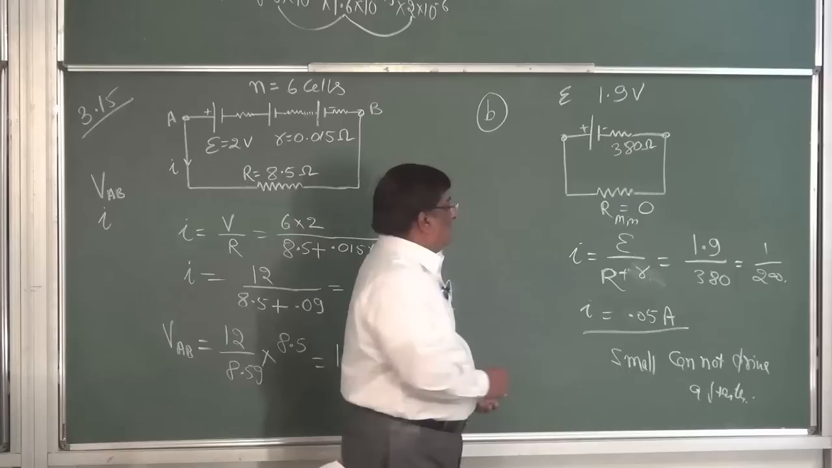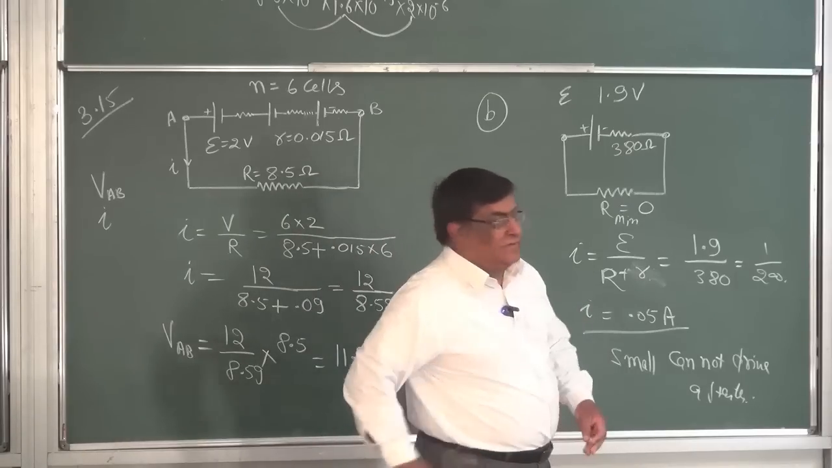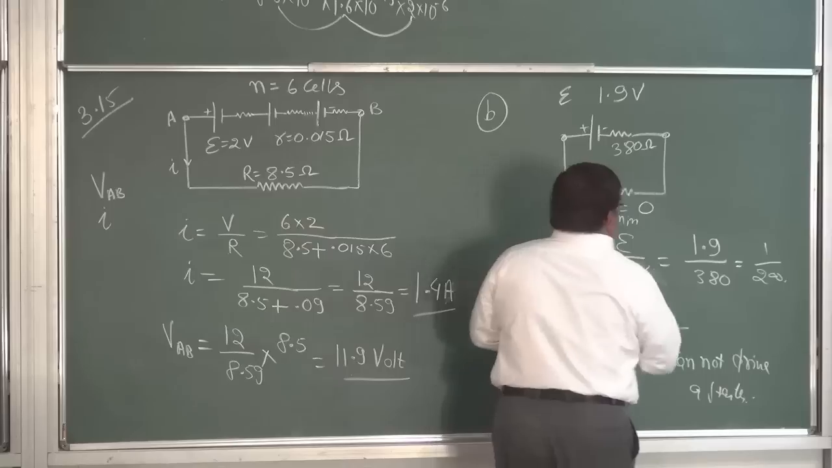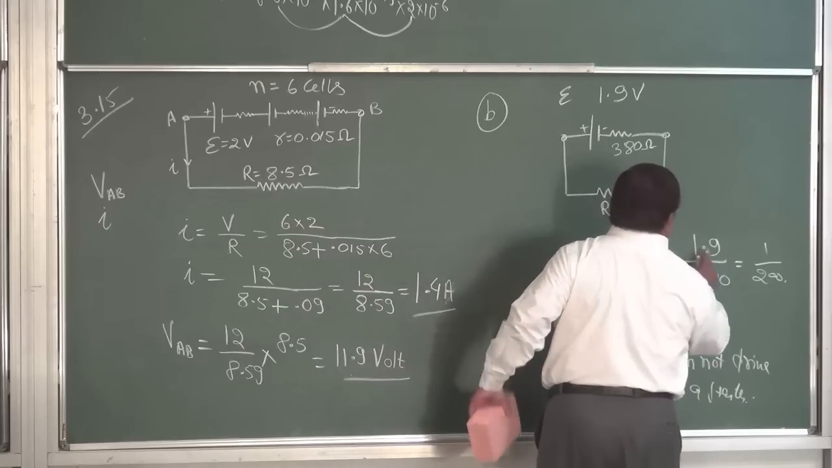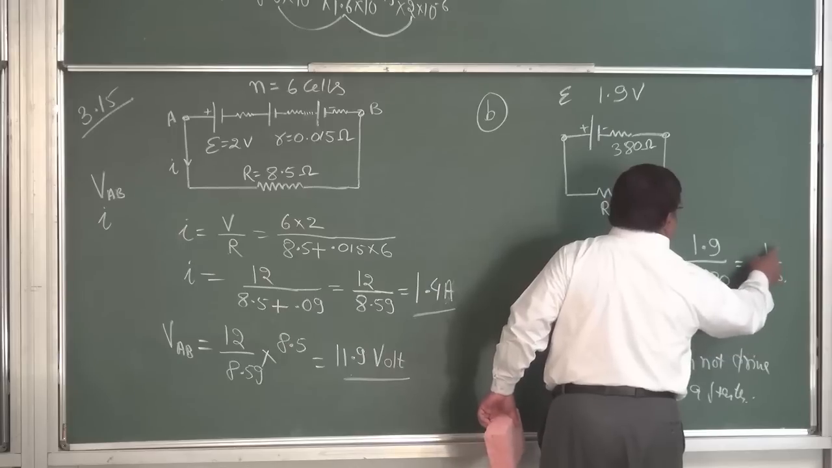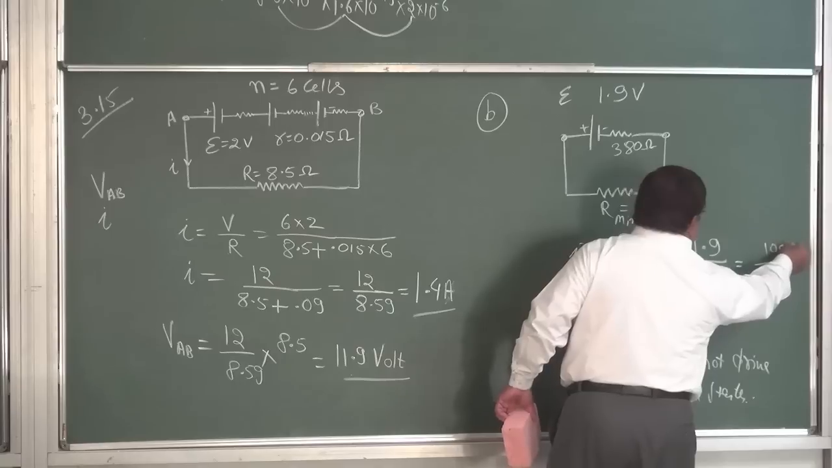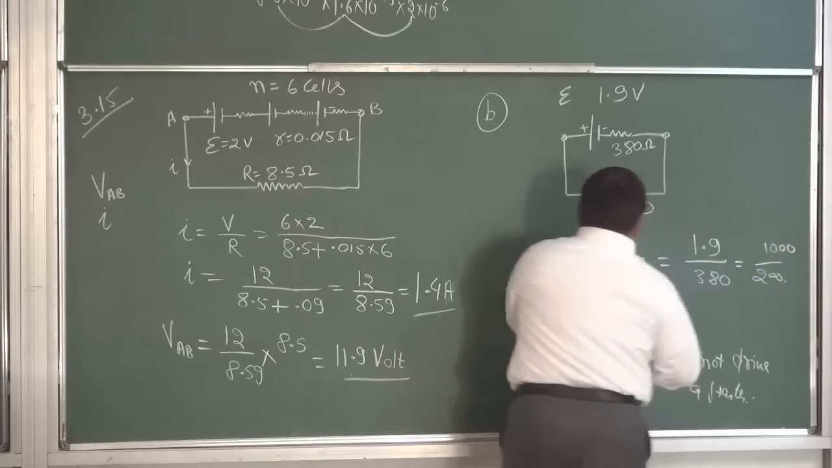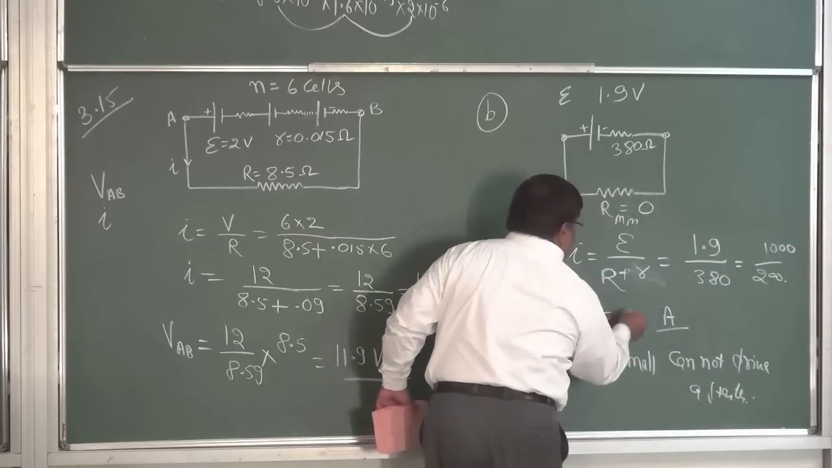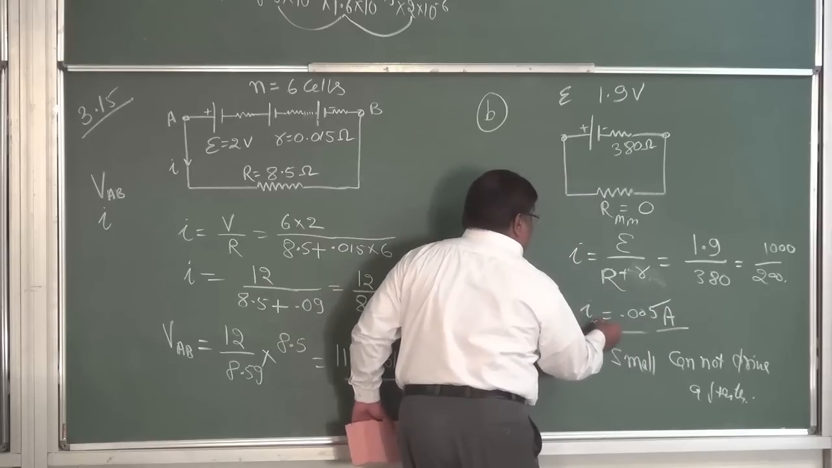Okay, so let's close it here. 0.005 was the correct one. This is 1 upon 200, which is 0.005 ampere. This is the maximum current.